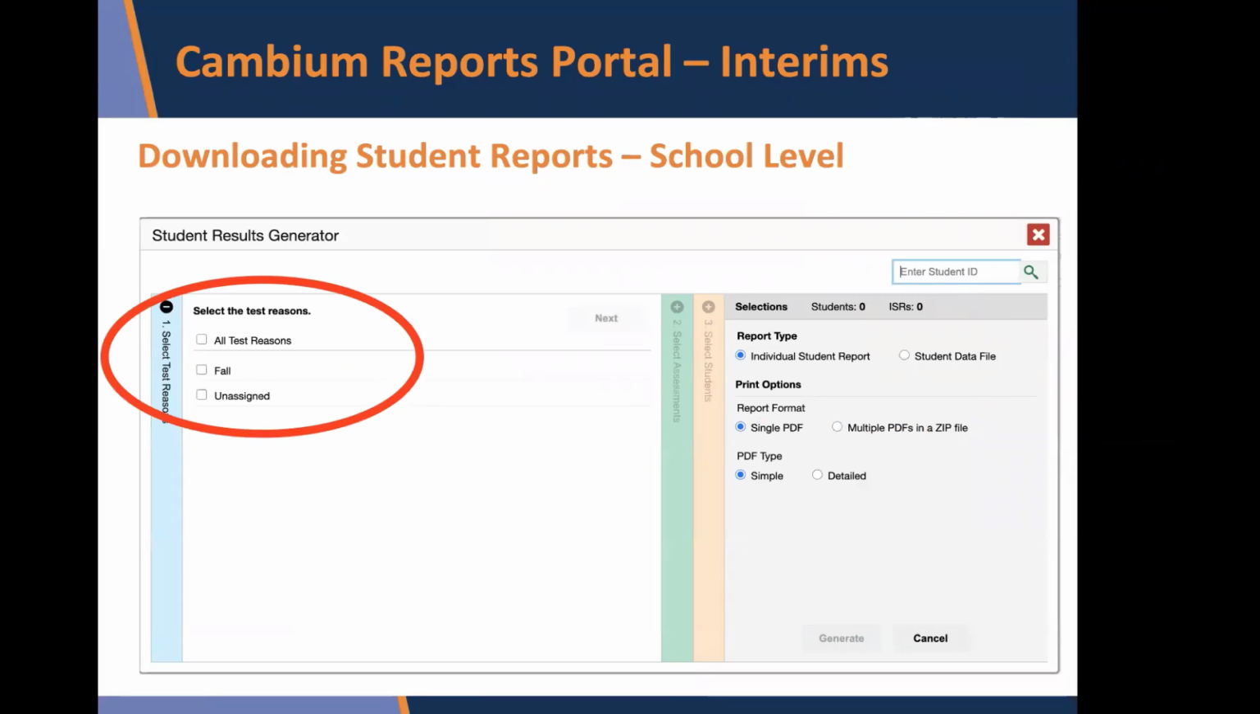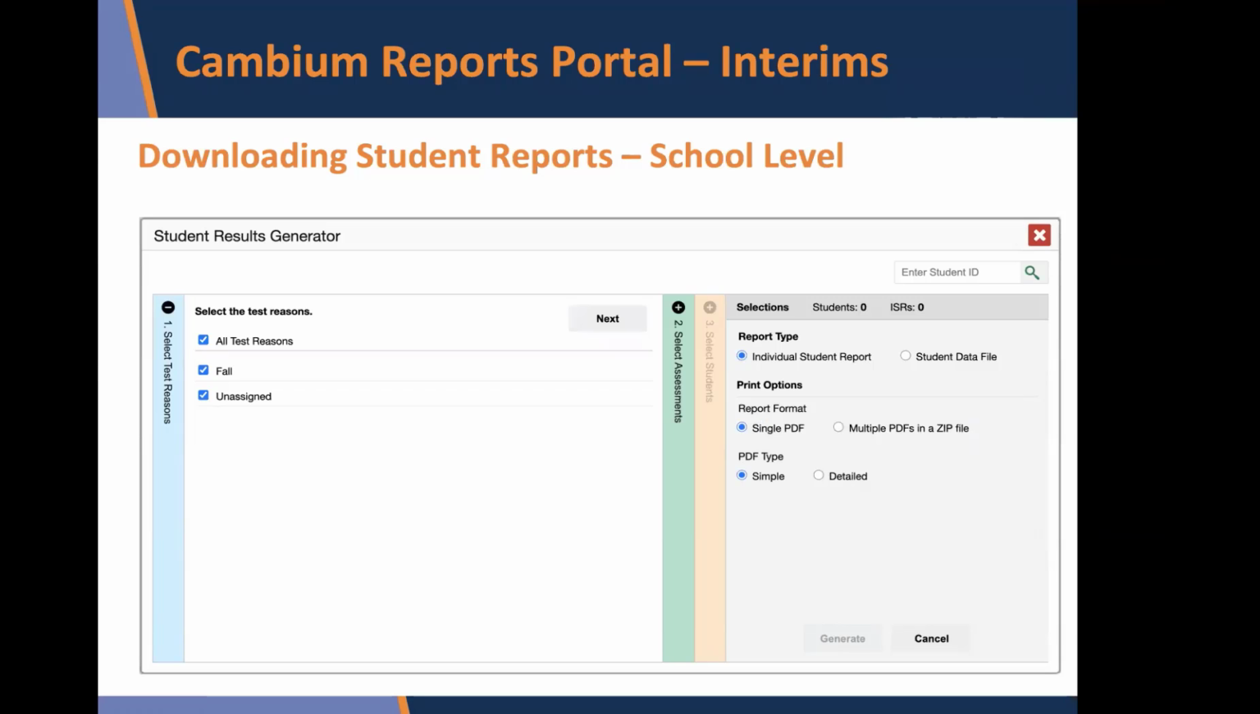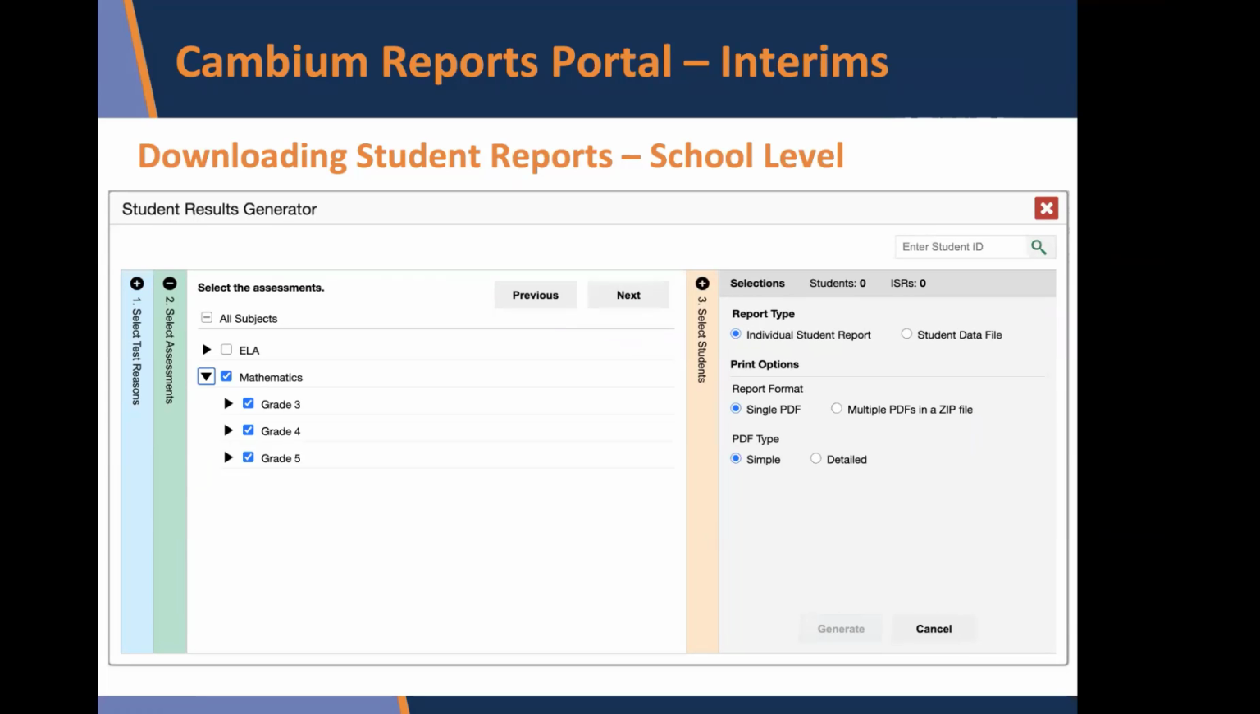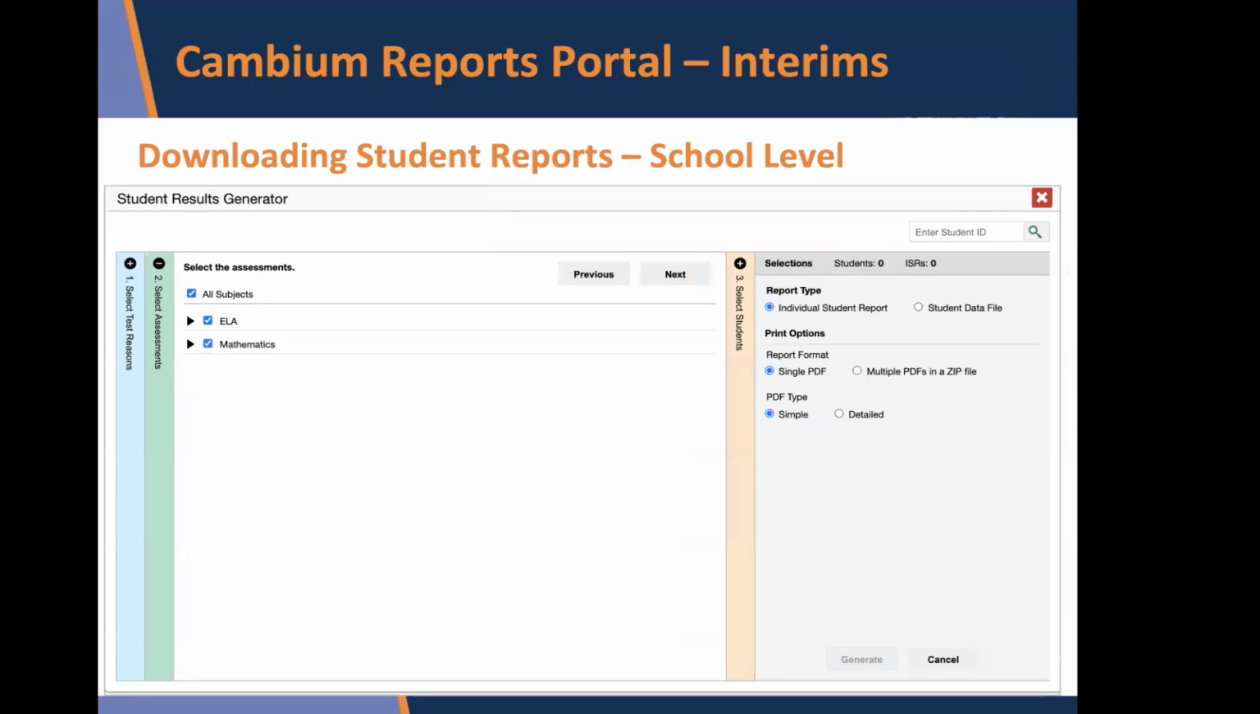You can see here that there are different test reasons that you might have access to, or different sets of students. Here, I'm going to choose all the test reasons and click next. Then it will ask me which subject I would like. Any of the subjects that have a little triangle caret, you can drill down into and choose a specific grade level. Again, it's dependent on what sort of access you have in the system. I'm going to choose ELA and math, and choose next.